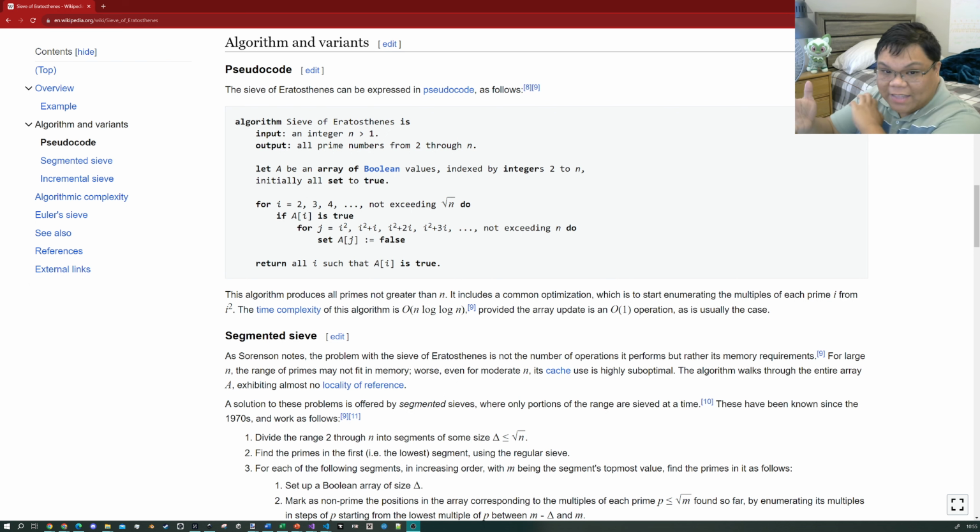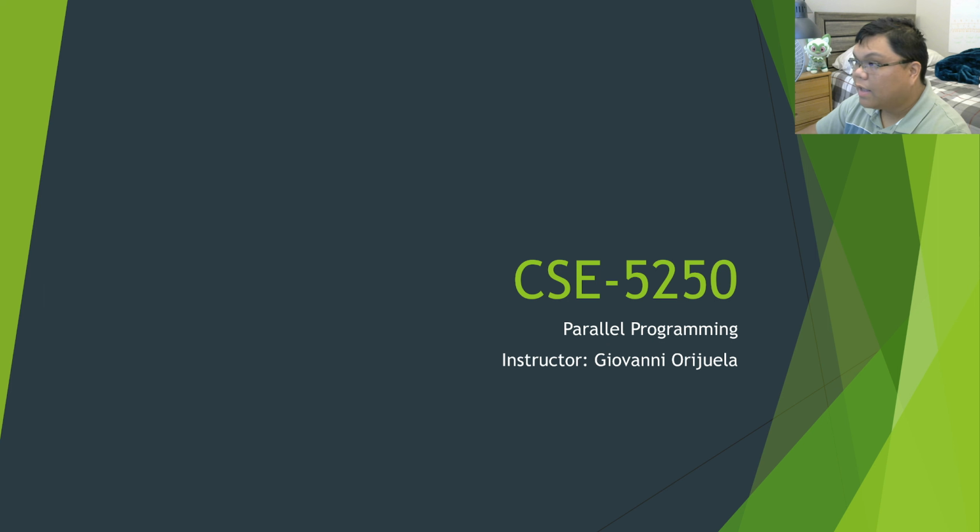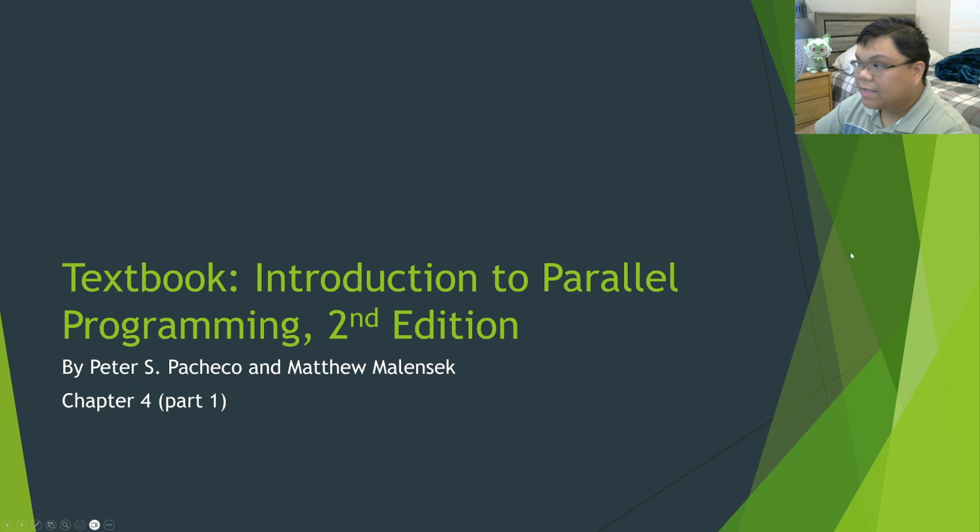Once again, if you want a head start, just write the sieve of Eratosthenes as a serial program. No parallelization whatsoever. We are going to be using OpenMP as our means of parallelizing the sieve of Eratosthenes. But for now, we're going to switch over to pthreads and see how that works. Right, pthreads time. So this is all chapter 4 of the textbook.